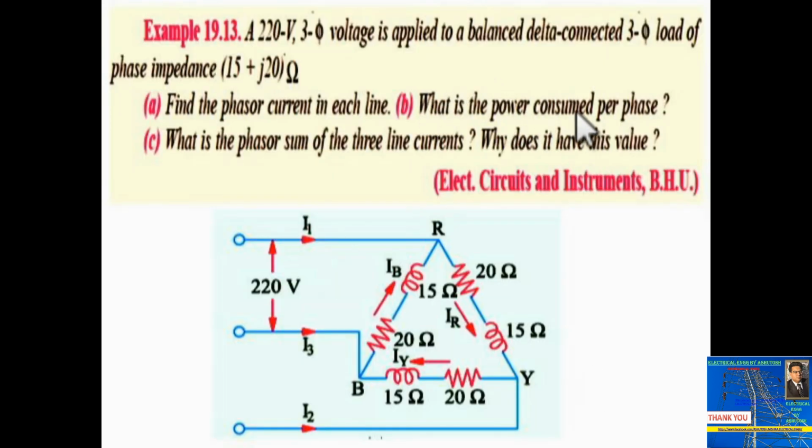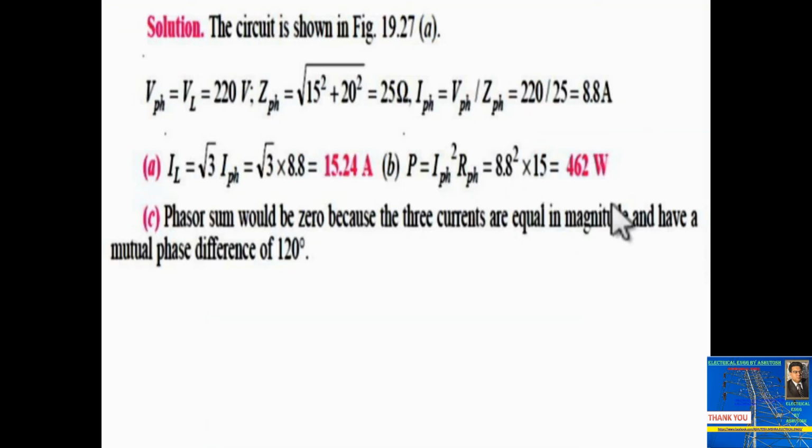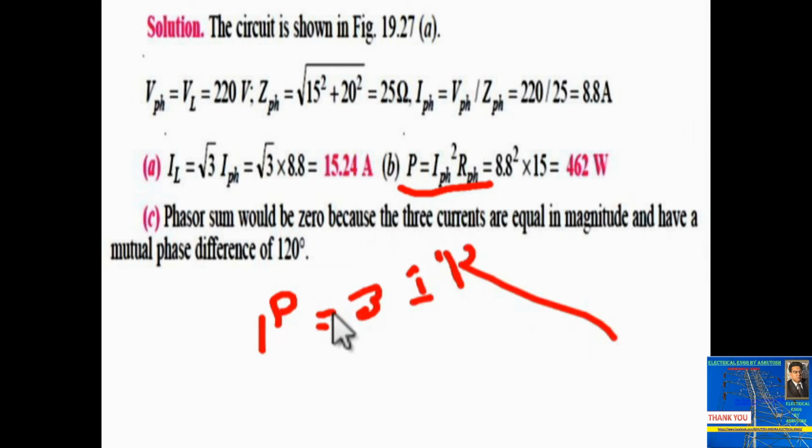Because what is the power consumed per phase? In this question, we are asked to find the per-phase power. We have already found the power per phase by using this formula, and for three phase you have to multiply it by 3. So that will be our three-phase power. Power will be equal to 3I square R. If you multiply 3 with this value, it will be the total power of three phase.